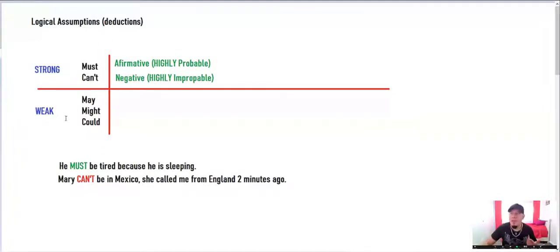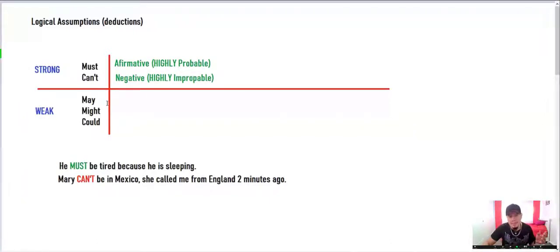What happened then with the other three modal verbs, with may, might, and could? They express a weak degree. In reality, in this case, there's no difference in meaning. You may use may, might, or could, and the meaning doesn't change.